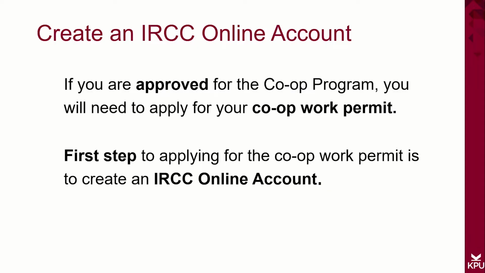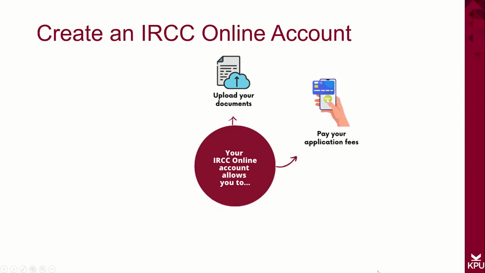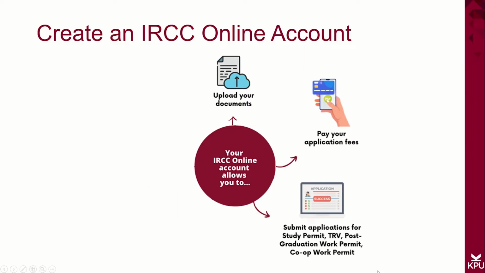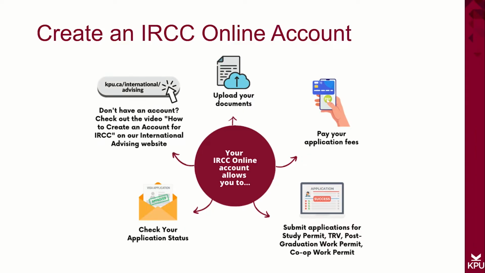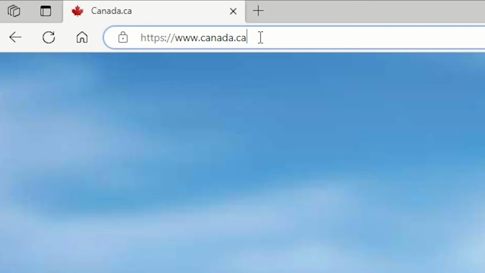The first step to applying for the co-op work permit is to create an online account with IRCC. It is through this account that you will be able to upload your documents, pay your fees, submit your application, as well as check the status of your application after submission. If you don't already have an account, please refer to the video, How to Create an Account for IRCC, on our International Advising website. To start your application, go to canada.ca on your browser.